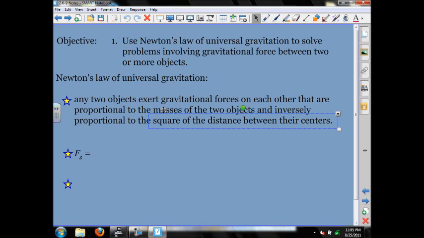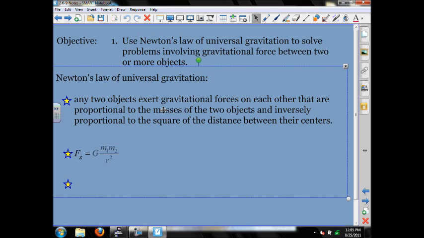What if I triple the distance between them? What factor would the gravitational force increase or decrease by? Decrease by 1/9, right? Does that make sense? The square of the distance between them. Therefore, the equation is going to be F sub g is equal to big G times m1 times m2 divided by r squared.